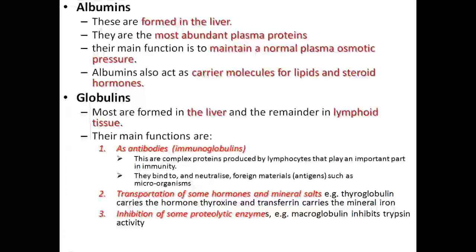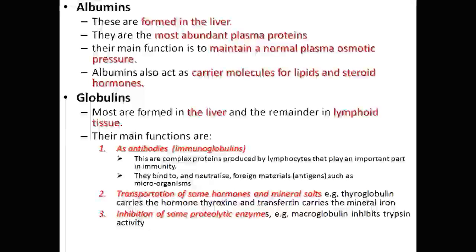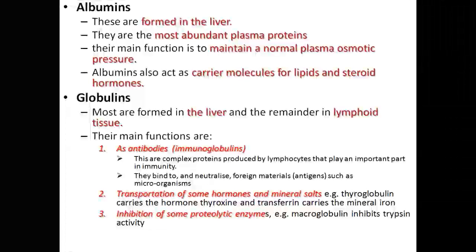The other one is globulins. Globulins are formed in the liver, and also in the lymphoid tissue, as we shall see later. So the lymphoid tissue and the liver are the ones that form globulins. This is different from albumins, which are formed only in the liver. You can see here that globulins have the following functions: first, a function as antibodies, and second, a transportive function, just as in the case of albumins.